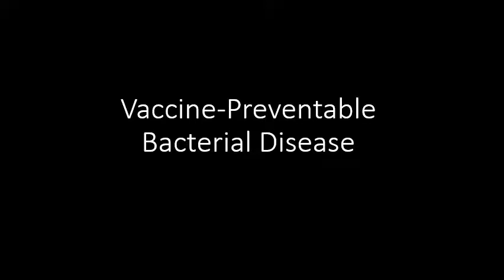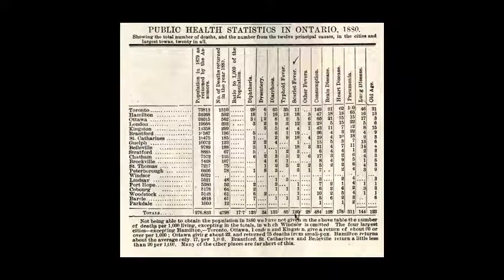All right, so this is part 1 of vaccine preventable bacterial disease. We're going to start off here with public health statistics from 1880 from Ontario, and they list the 12 principal causes of death here. So it's kind of interesting because they've got things like heart disease all lumped into one big thing. They've got pneumonias all into one big thing. They've got lung disease all lumped into one big thing. So it's kind of interesting how our diagnoses have changed through the years as well.